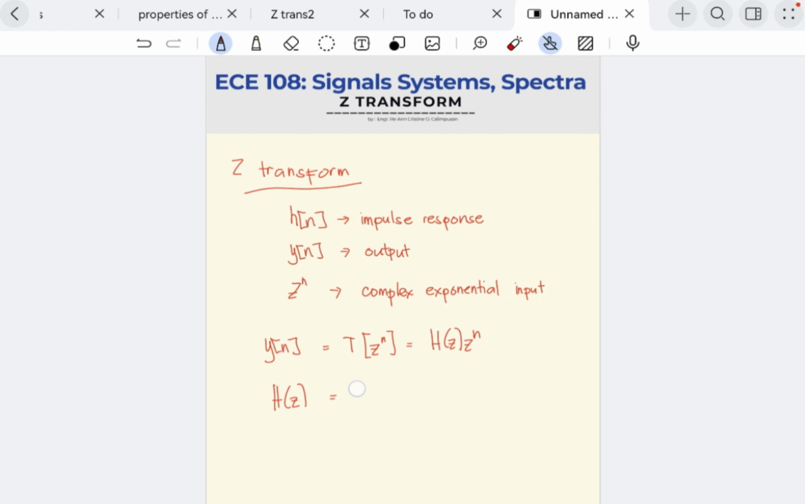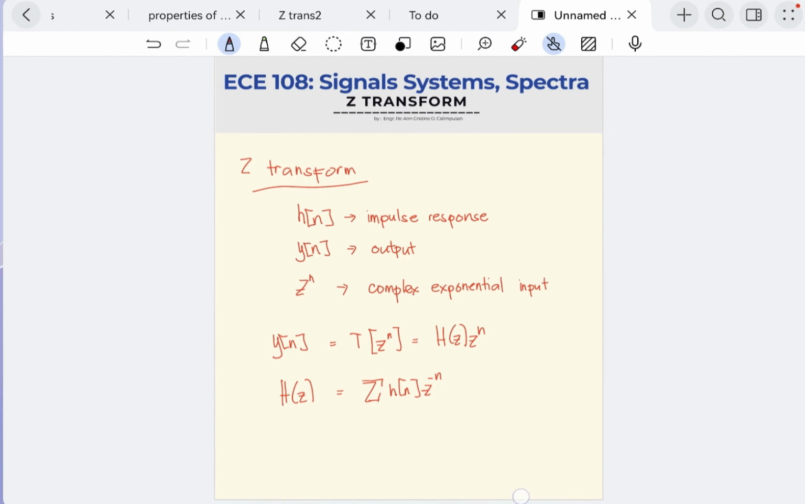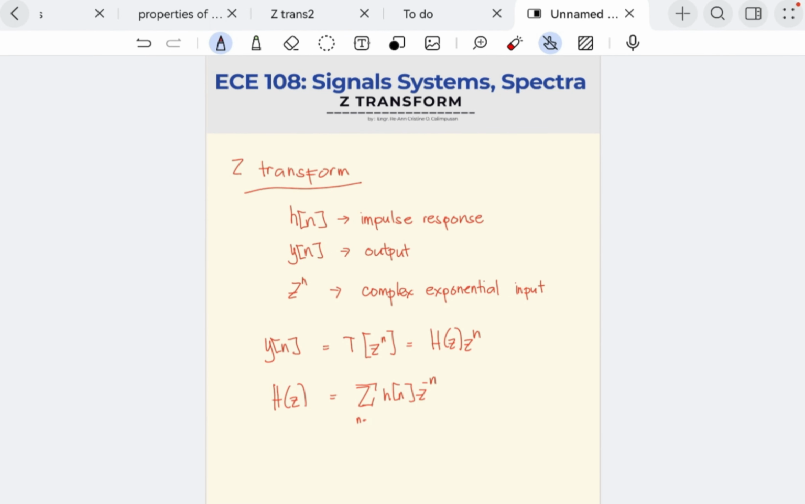To further simplify, h of z is equal to the summation of h of n, the impulse response, times z to the negative n, from n equal to negative infinity to infinity. So this function h of z is referred to as the z transform of h of n.